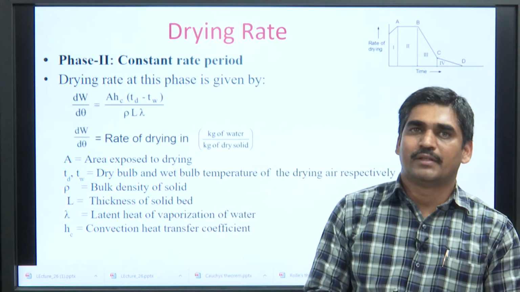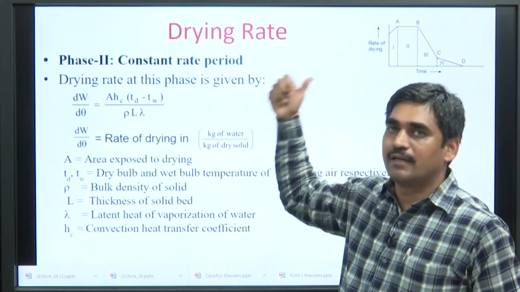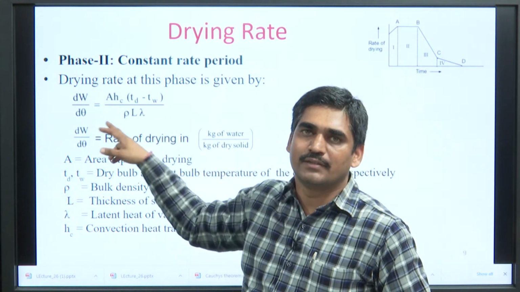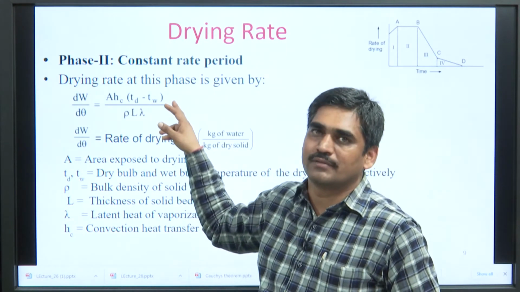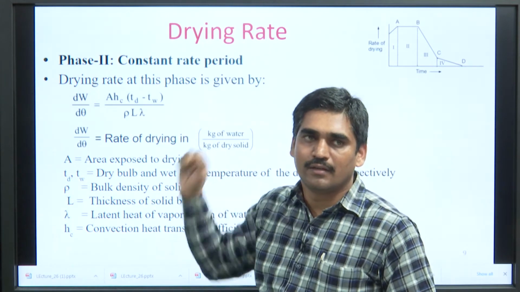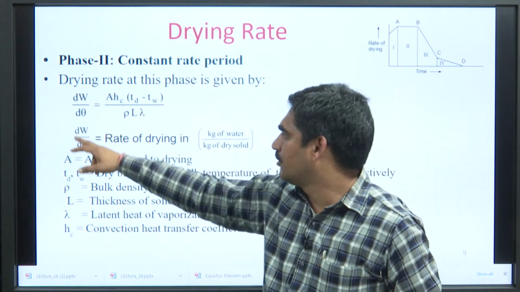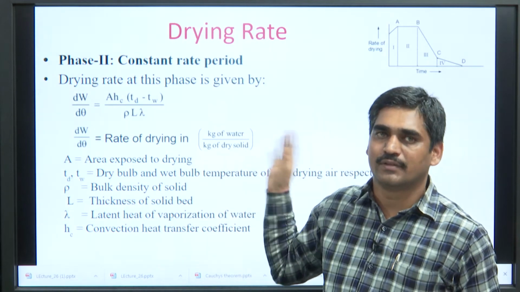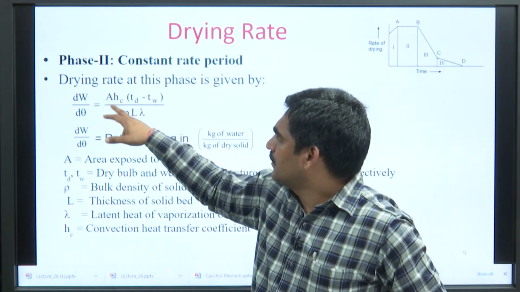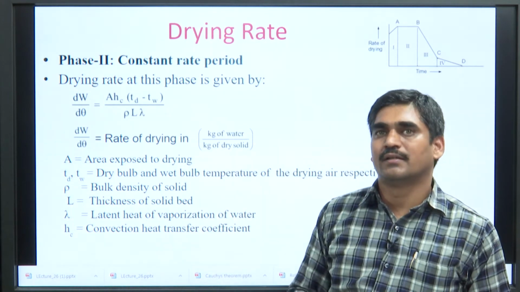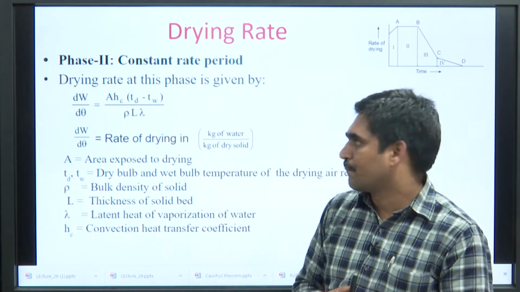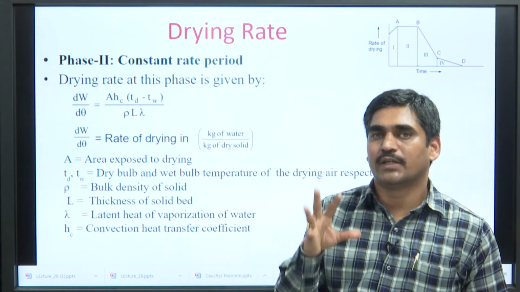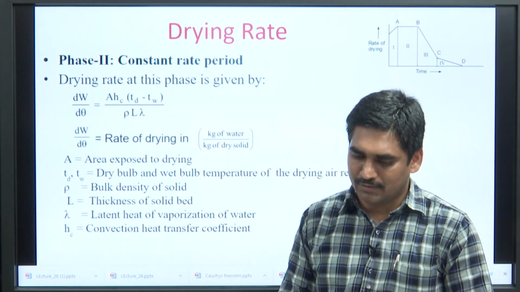This constant rate period, that is the drying rate at this phase, is given by this formula: dW/dθ = A·Hc(TD − TW)/(ρ L λ), where dW/dθ is the rate of drying, unit is kg of water per kg of dry solid. A is the area which is exposed to drying. TD and TW are the dry bulb and wet bulb temperature of drying air.